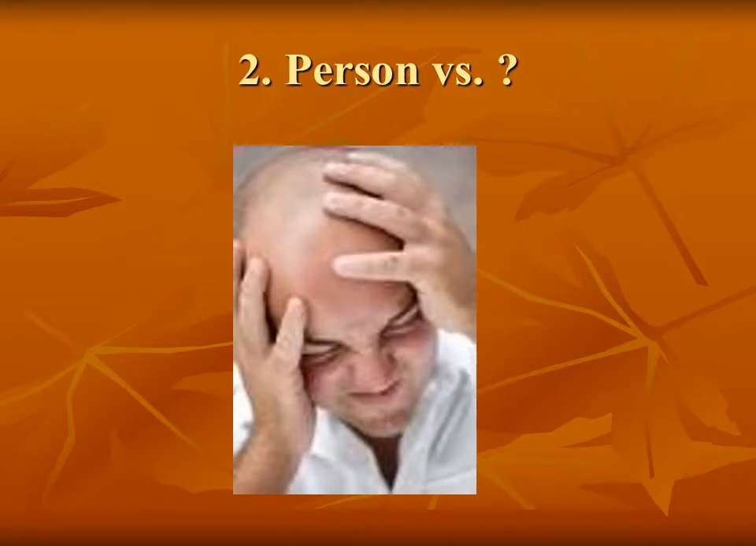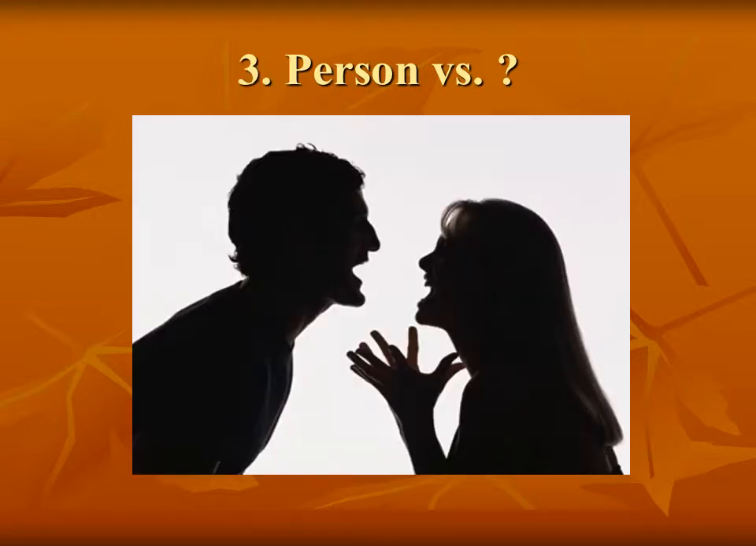Two. Here we see somebody holding their head, obviously in some kind of pain. Probably they're feeling indecisive or torn about some issue. So probably the most correct form of conflict here would be person versus self. In this picture, we can see two people obviously arguing with each other.